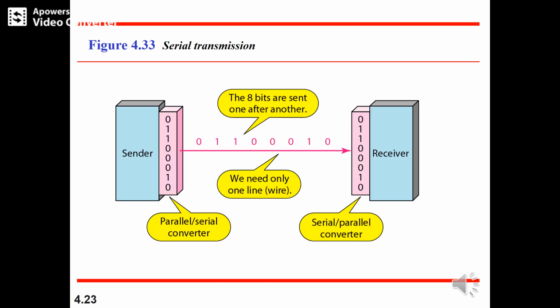But in the case of serial transmission, we cannot say that each and every application will be using serial transmission. In some cases, there is a conversion from parallel to serial at the sender level, and once again serial to parallel conversion at the receiver. For example, if this is parallel data and it is converted into serial, that means 1 bit at a time can be transmitted to the receiver. So the 8 bits are sent one after the other. We need only a single line or wire in the case of serial transmission.